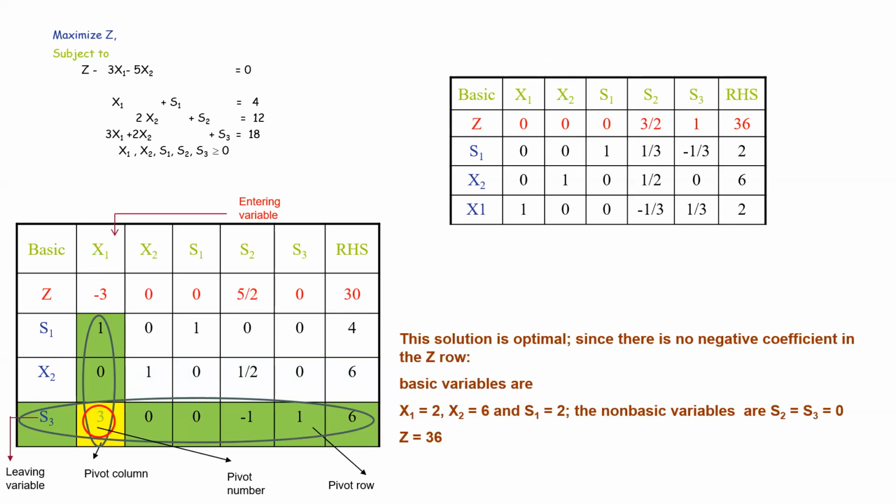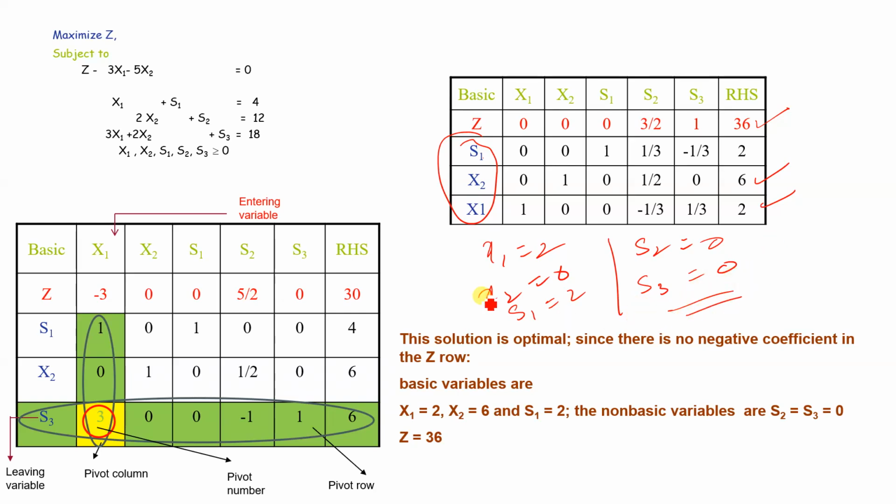So our optimal solution would be z is equal to 36, x1 is equal to 2, x2 is equal to 6, s1 is equal to 2, s2 is equal to 0, s3 is equal to 0. The variables which are not present in the basic list are set to 0. They are non-basic variables, so that is why they are 0. So this is the optimal solution, and along with these values of the variables, our optimal value of the objective function is 36.